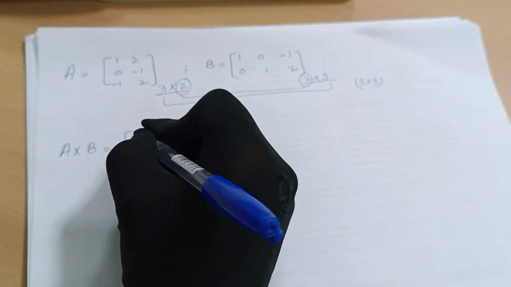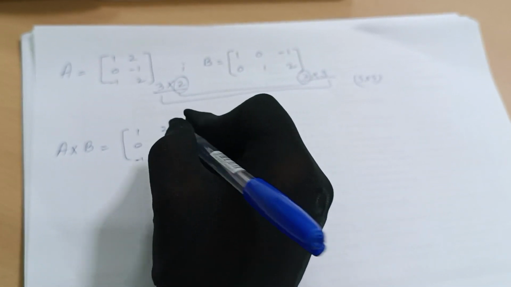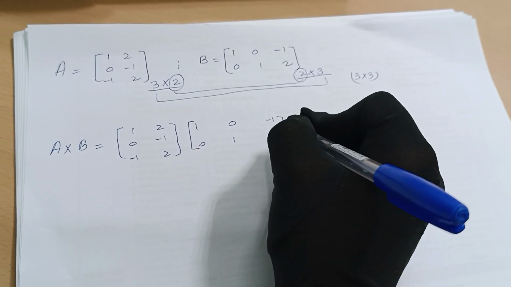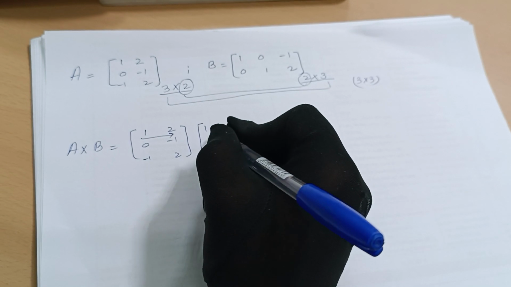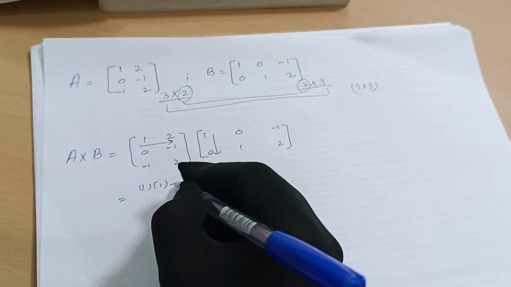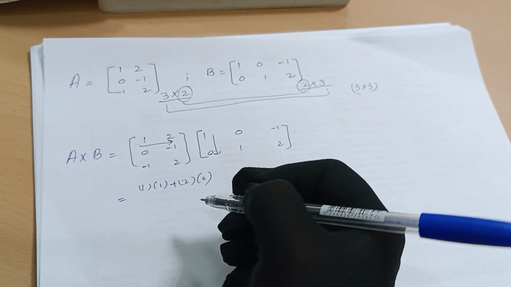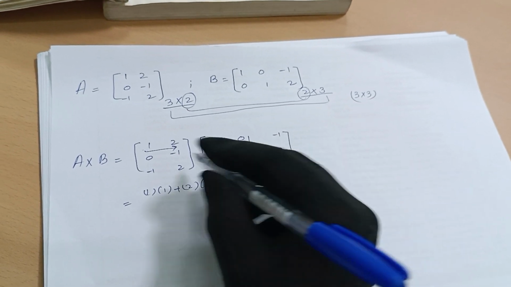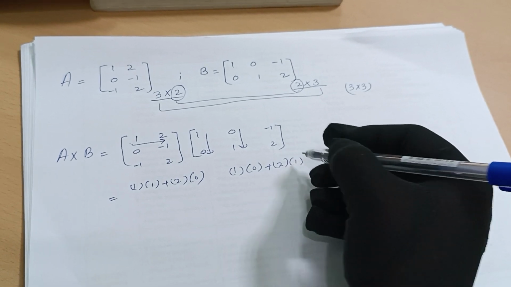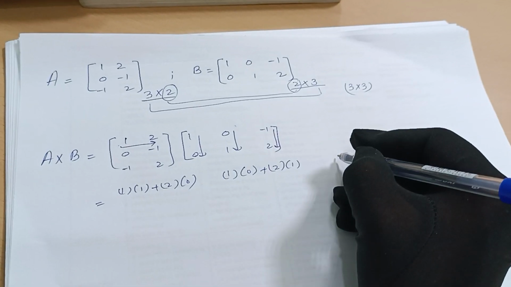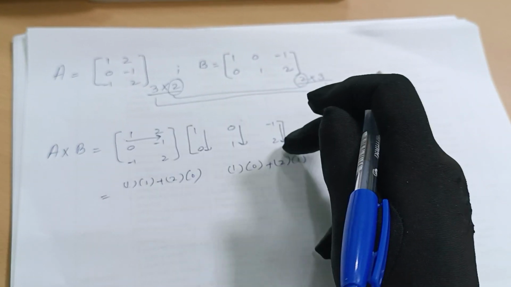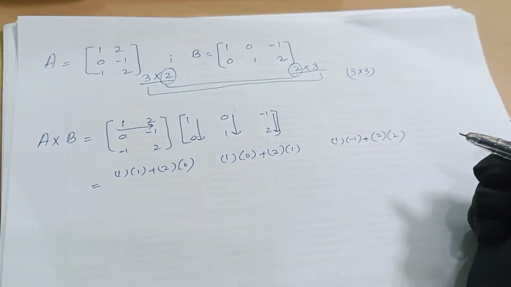In multiplication, we can write them first, write them spaciously: 1 0 minus 1, 0 1 2. The first row multiply to the first column, tail to tail, tail multiply by tail plus head to head, 2 times 0. Okay, now second elements, tail to tail 1 times 0 plus head to head 2 times 1. Now third, tail to tail 1 times minus 1 plus head to head 2 times 2.